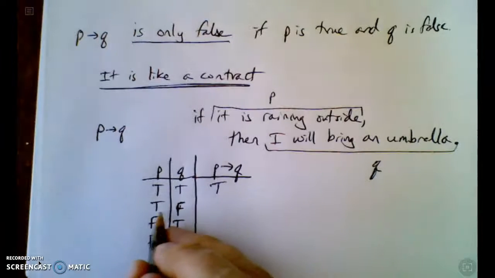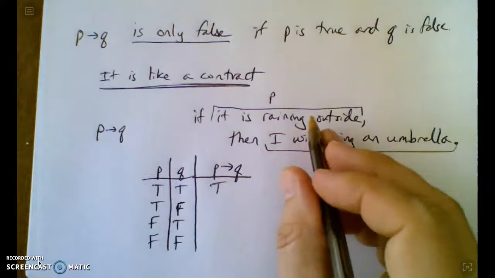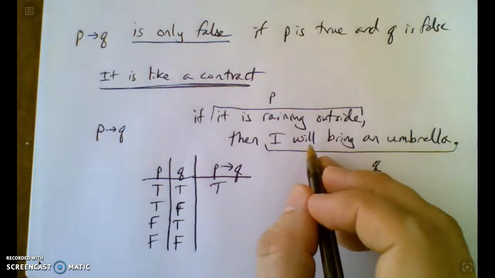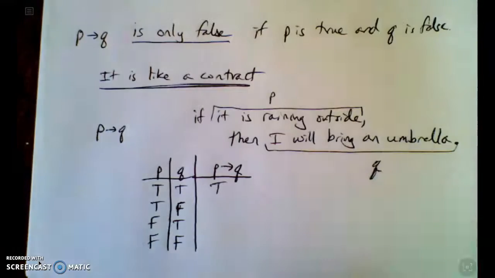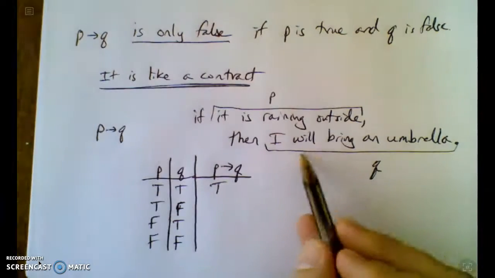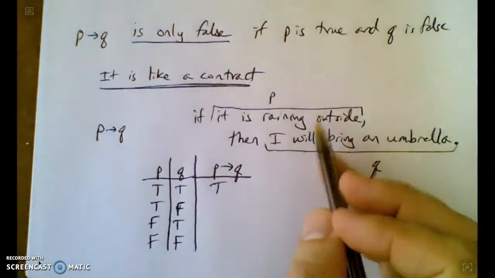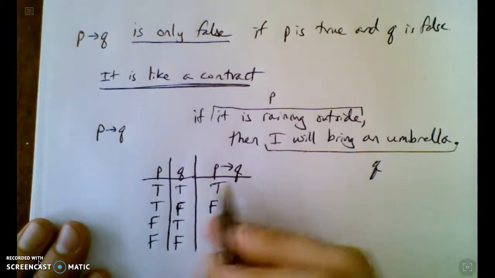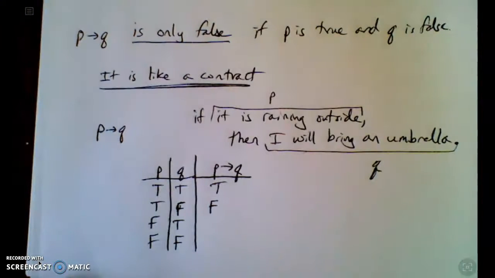Okay, look at the second row. Let's assume it's raining outside and Q is false, that I did not bring an umbrella. So it's raining outside and you see me without an umbrella, you're like, you are a dirty liar. You said if it's raining outside, I'll bring an umbrella. So if I'm a liar, I broke the contract and it's false. Okay.